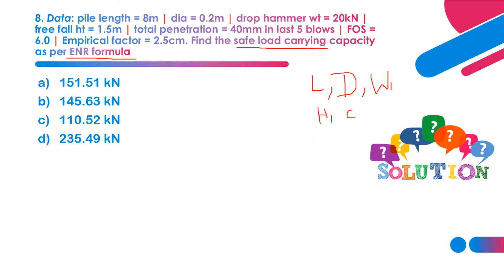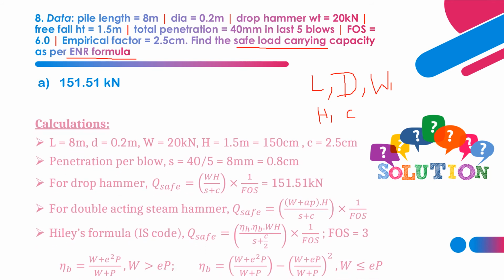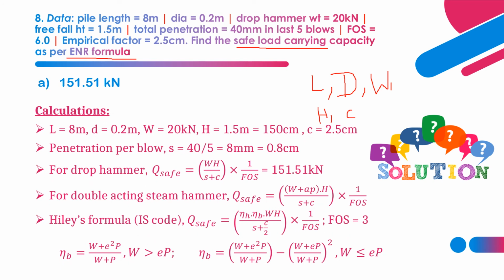So the correct option, that is safe load carrying capacity, is option A, 151.51 kilonewton. So how is it calculated? Let's see that. We have already seen the given data. Penetration per blow is the S value. They have given 40 mm in last 5 blows. We need only per blow. So 40 divided by 5 gives 8 mm as the answer, and we need that value in centimeter, not in mm. So that's why we are converting into centimeter, and we substitute all the values in the Engineering News Record formula.